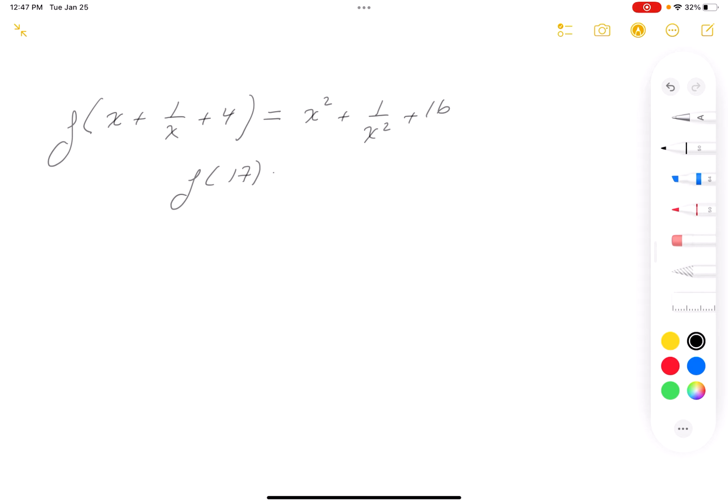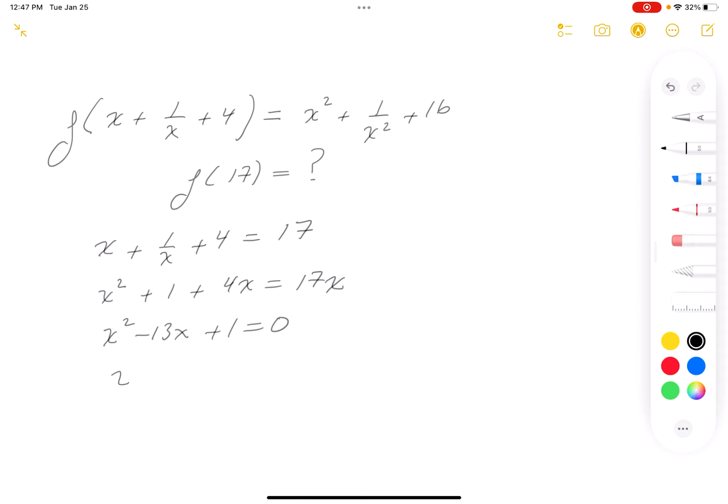Well, I want to point out that that's the question. There's certainly many ways to do it. One thing that students would often try to do is this. They would write down x plus 1 over x plus 4 equals 17, and try to solve for x. Multiply both sides by x, you get x squared plus 1 plus 4x equals 17x. It's quadratic in form. You get x squared minus 13x plus 1 equals 0.